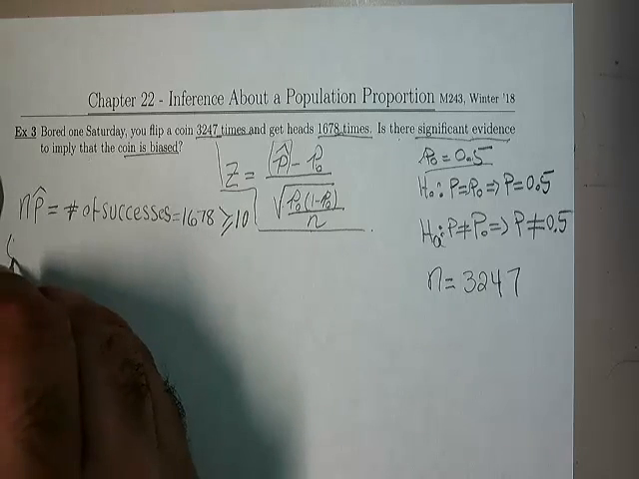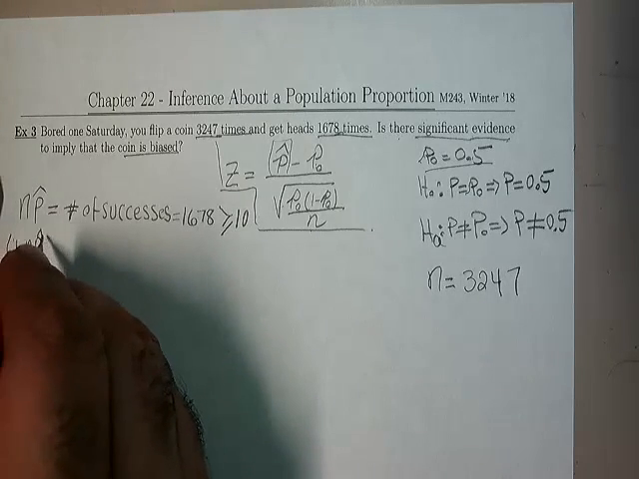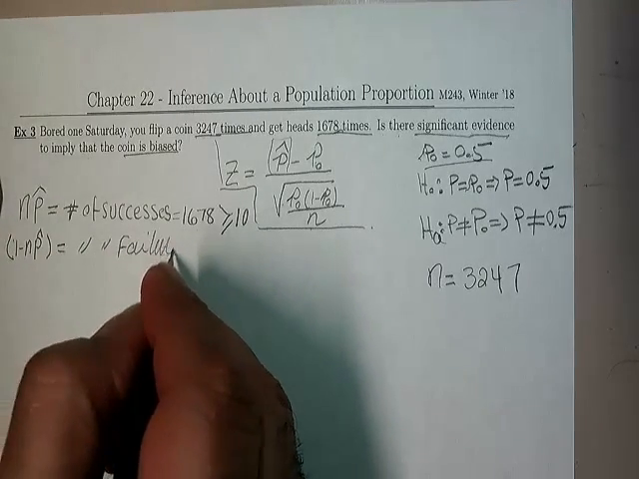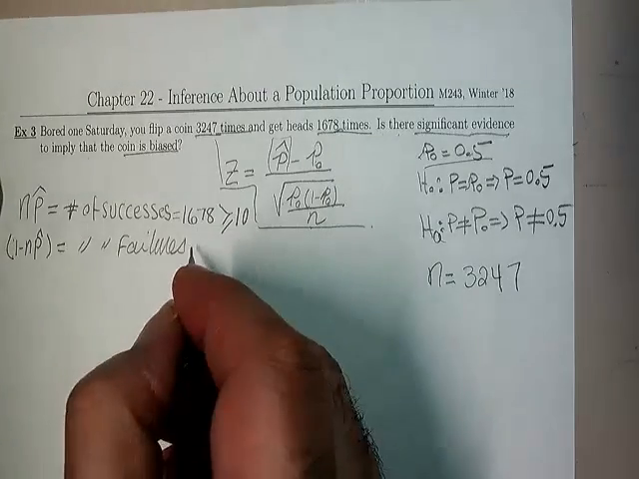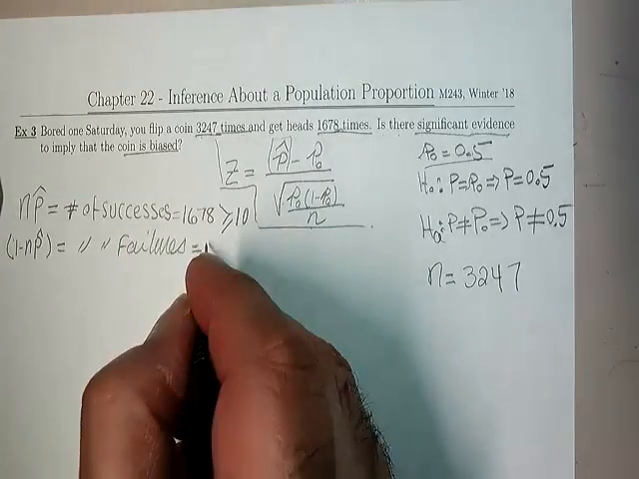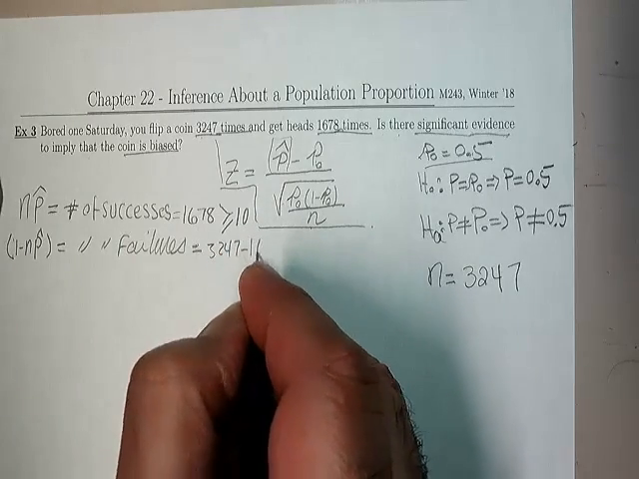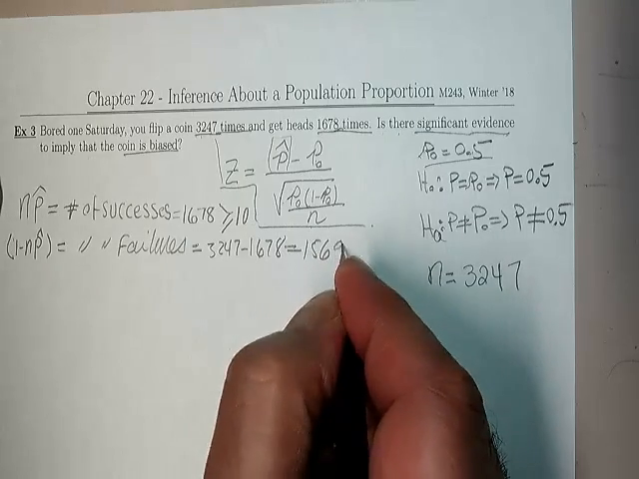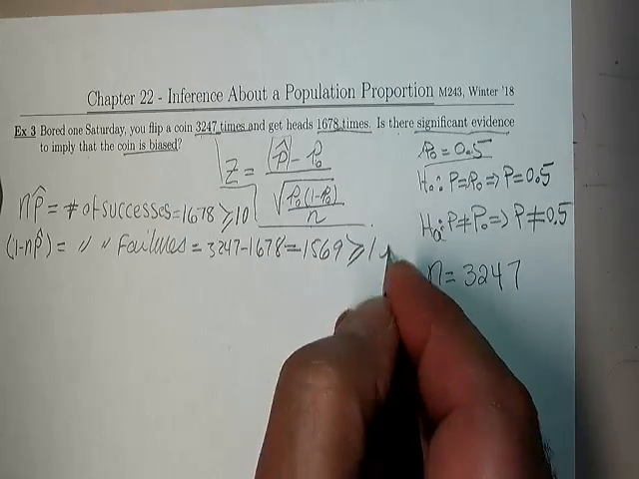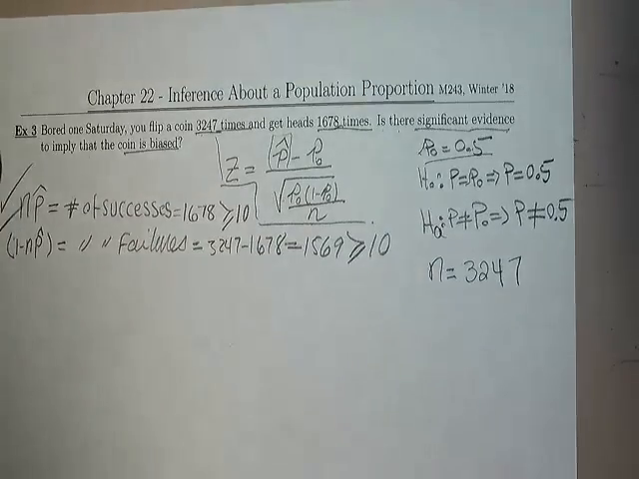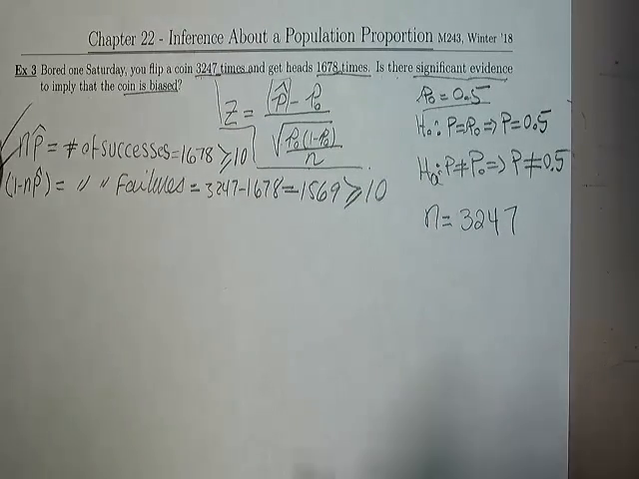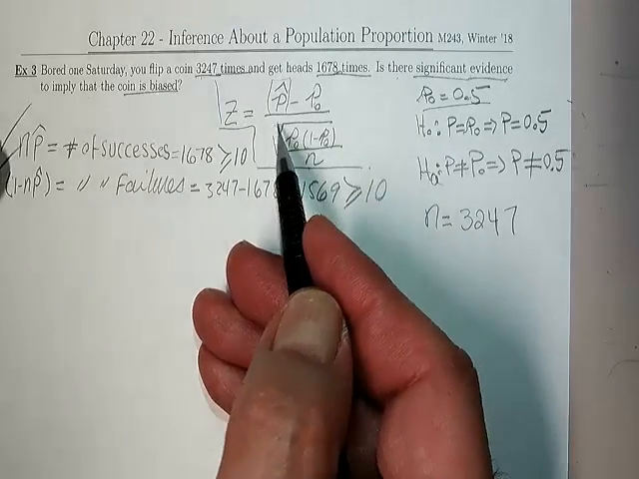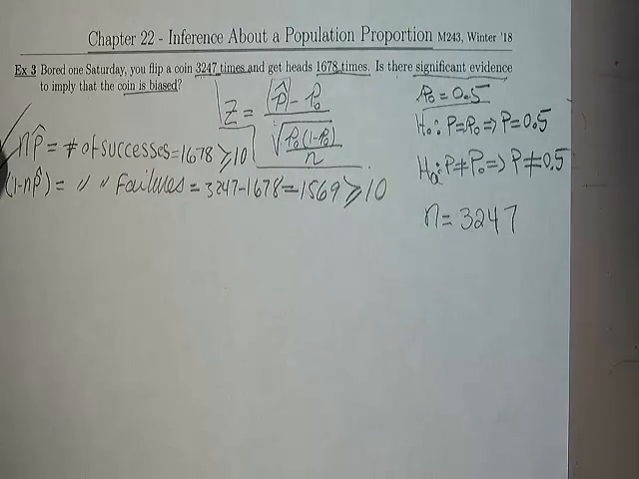And the same thing, we have to check the number of failures. That is equal to 3,247 minus 1,678, and if you do that, you get 1,569, which is greater than or equal to 10. So that is correct. So we can now use the Z formula, get the Z, and find the p-value.